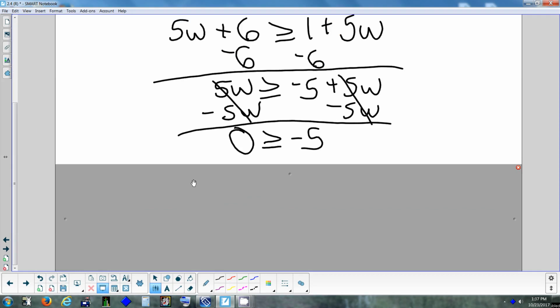I'm not going to put a W because if you have $5 and you spend $5 and take $5 away, you're not going to have anything left. You have 0. Now, Mallory, can you read to me what that says? 0 is greater than or equal to -5. Is that a true statement? No. 0 is greater than -5.